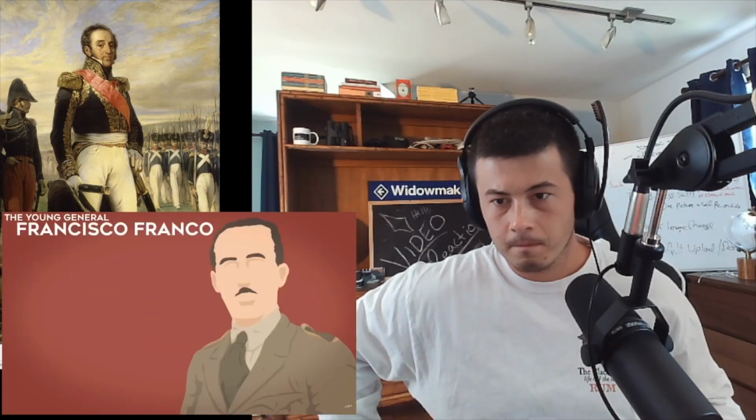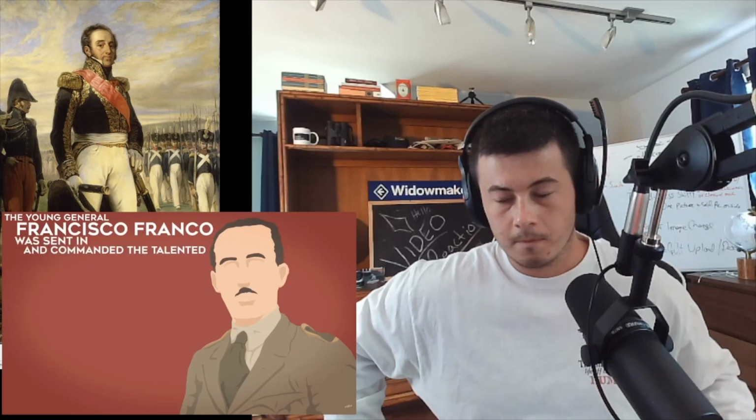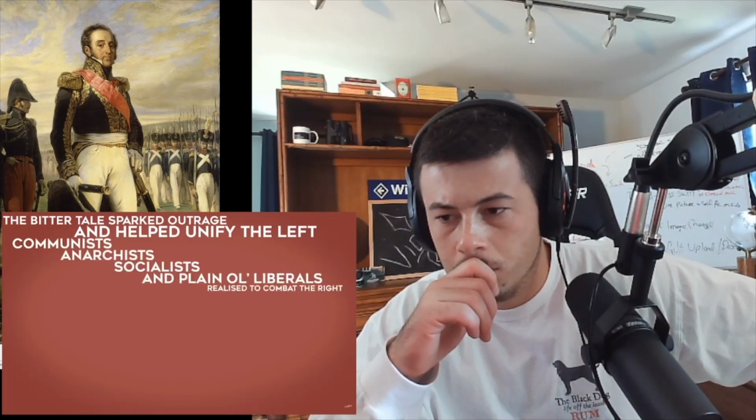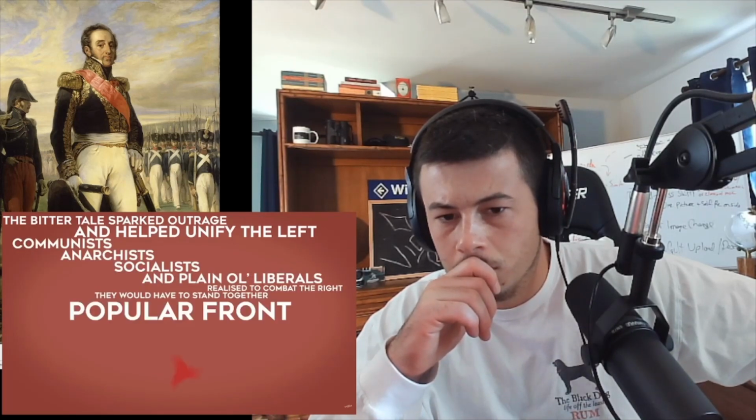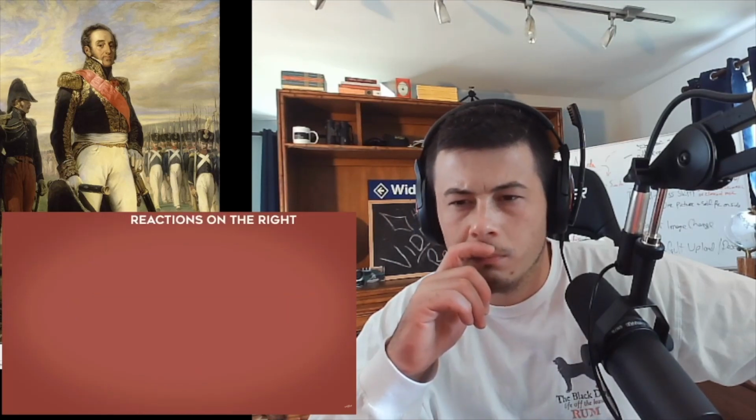The CNT retaliated in 1934 when they rallied up anarchists and communists alike to rise up in Asturias. The young general Francisco Franco was sent in and commanded the talented Army of Africa to crush the revolution. The streets turned to battlefields. The workers were eventually defeated and suffered brutal reprisals against them. The gruesome scene foreshadowed the shape of things to come. The bitter tale sparked outrage and helped unify the left. Communists, anarchists, socialists, and plain old liberals realized to combat the right they would have to stand together. The Popular Front was formed. Reactions from the right intensified.